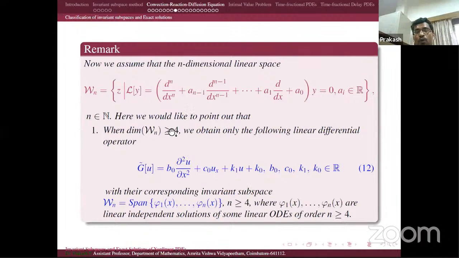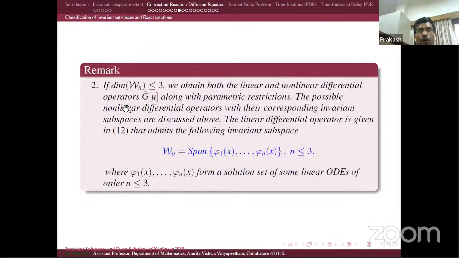So that means, as we already know, when the dimension of the invariant subspace is less than or equal to 3, we obtain both linear and nonlinear differential operators, the G bar of u, along with parametric restrictions. The possible nonlinear differential operators with their corresponding invariant subspaces were already discussed. When the dimension is greater than or equal to 4, we obtain only the linear differential operator.